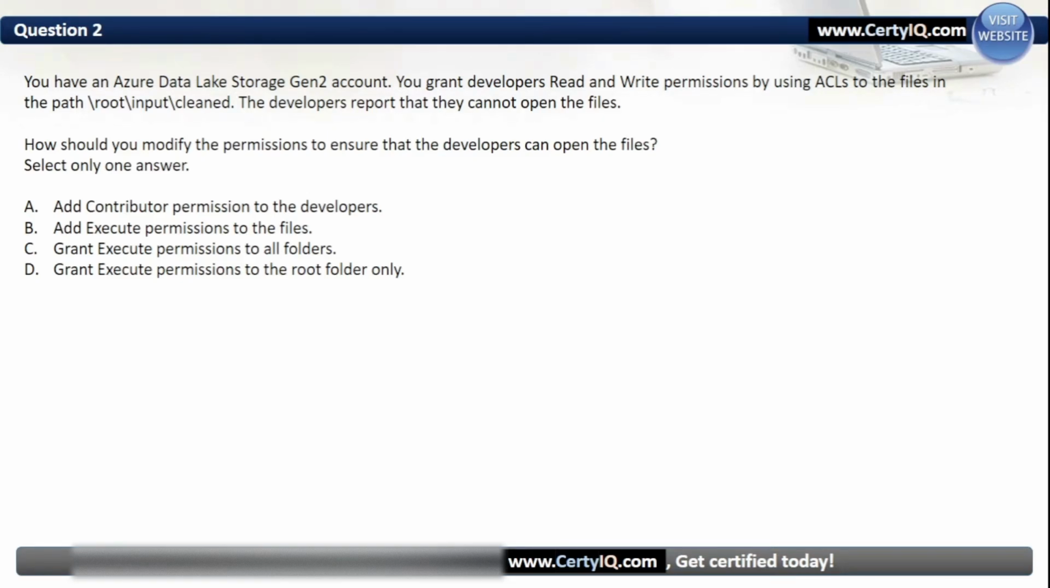Question 2. You have an Azure Data Lake Storage Gen 2 account. You grant developers read and write permissions by using ACLs to the files in the path /root/input/cleaned. The developers report that they cannot open the files. How should you modify the permissions to ensure that the developers can open the files? Select only one answer.